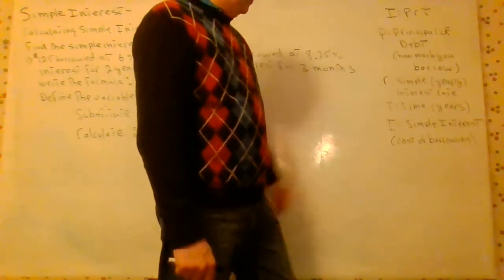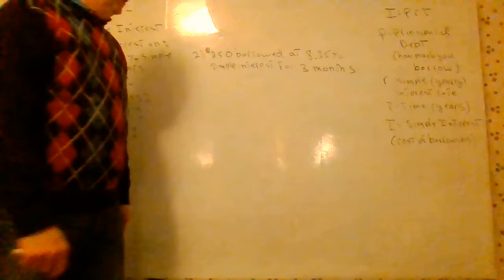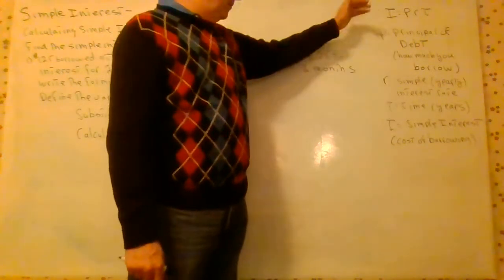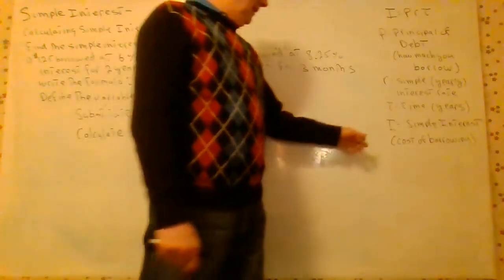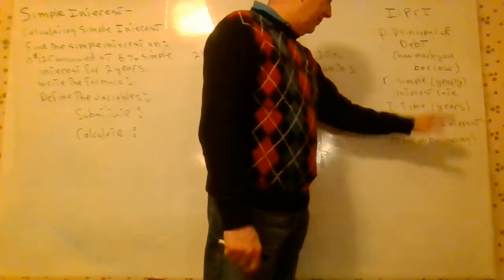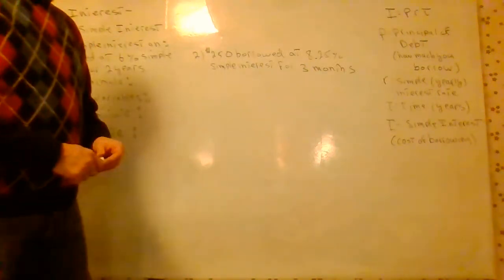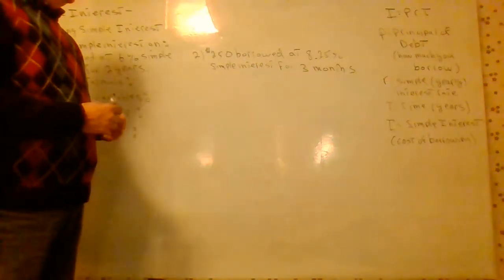So now you see what we did in the previous section is important. If our time is stated in days, we have to convert it to years before we can put it in this formula. I is a simple interest, and that's the cost of borrowing. That's what you pay. If you go to the bank and borrow $100, they're going to charge you for use of their money.